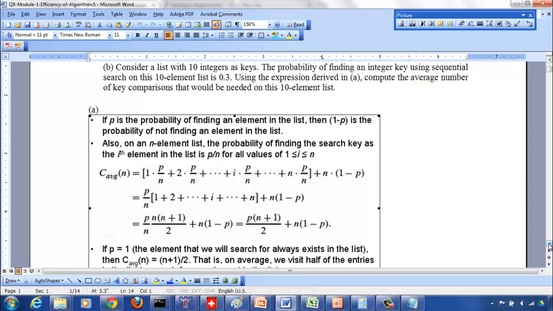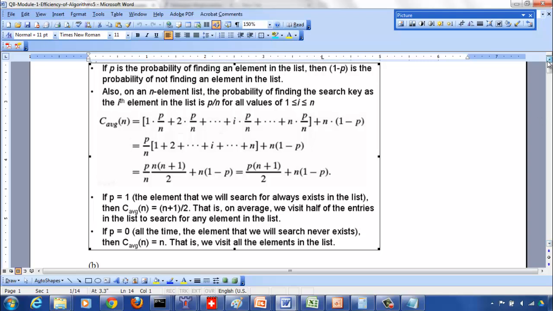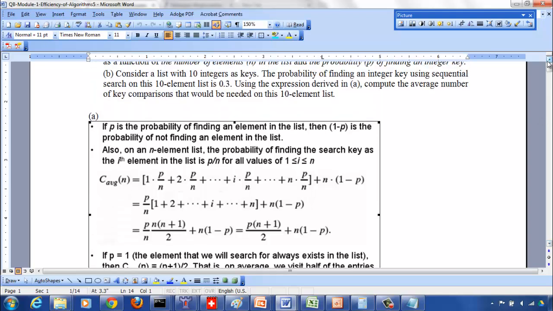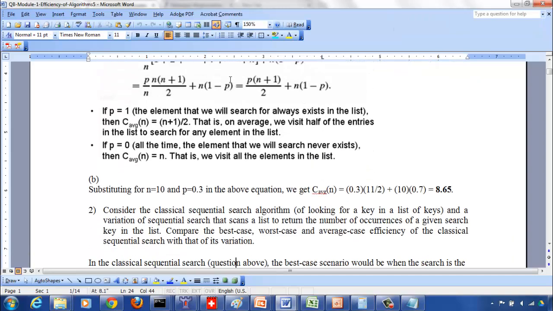So in the worst case we'll be doing n comparisons. Now you can also plug in the numbers that you're given here. You have a 10 element array, so n is 10, and the probability of finding any element is 0.3. Just substitute 10 and 0.3 here. You'll get 0.3 times (10 plus 1) over 2, so that is 0.3 times 11 over 2, plus 10 times (1 minus 0.3), so 10 times 0.7, so that comes to 8.65.